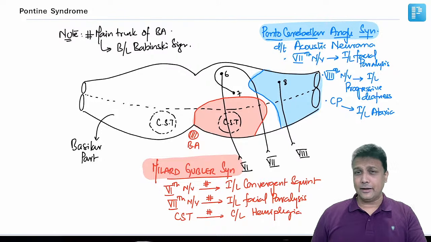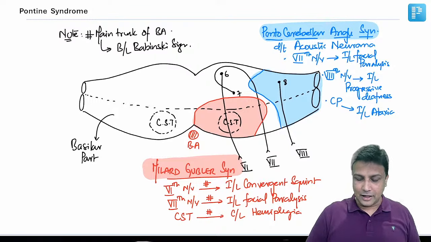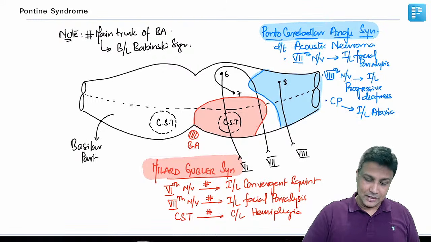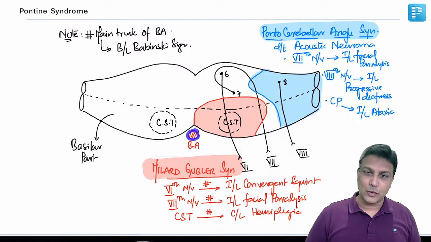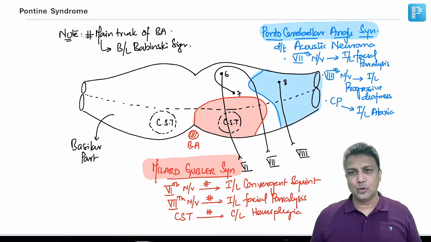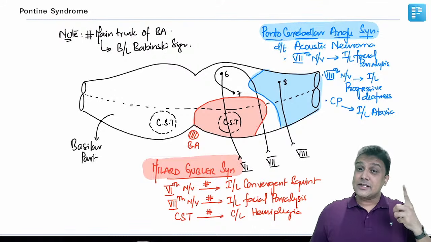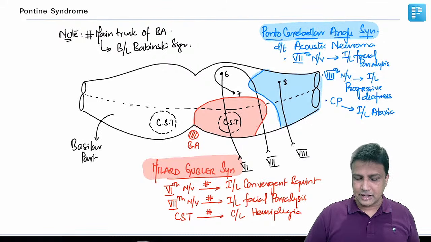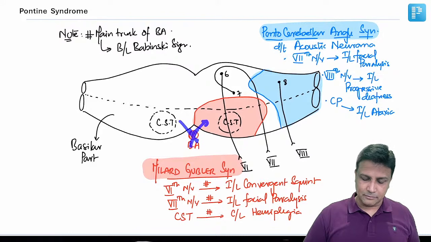Now we all know very well, right in front of the pons, there is an artery passing, the basilar artery. If there is a stroke in the basilar artery here, it will of course lead to these pontine syndromes. But suppose the main trunk of the basilar artery is gone. Then it is going to affect bilaterally here.